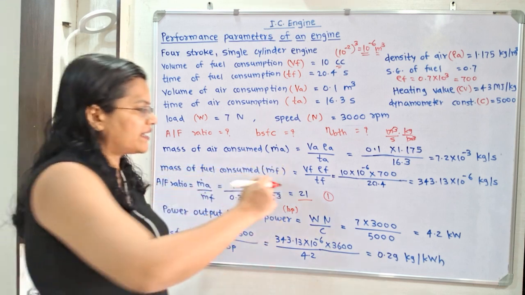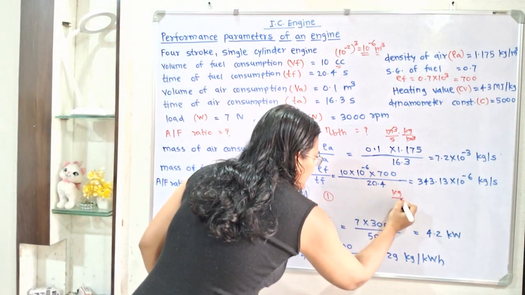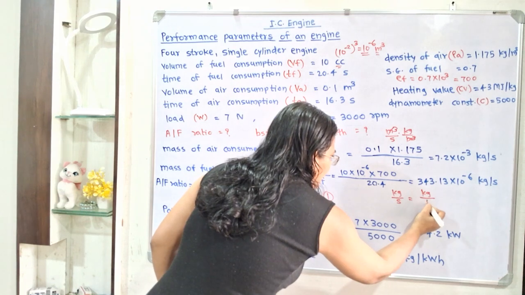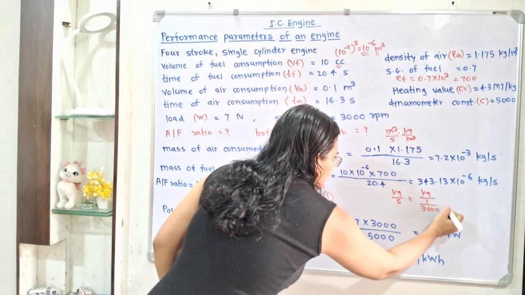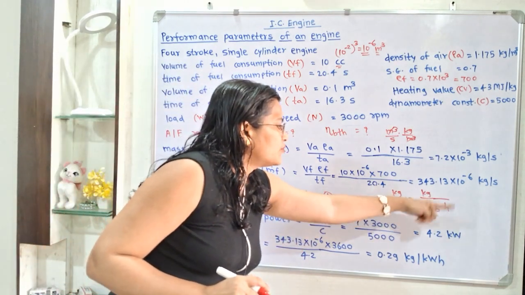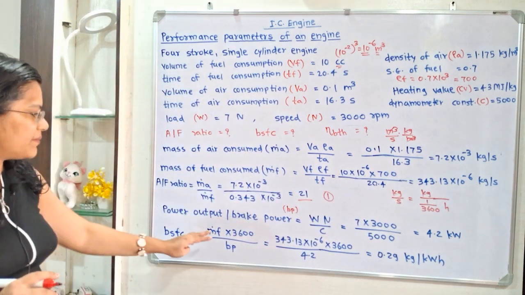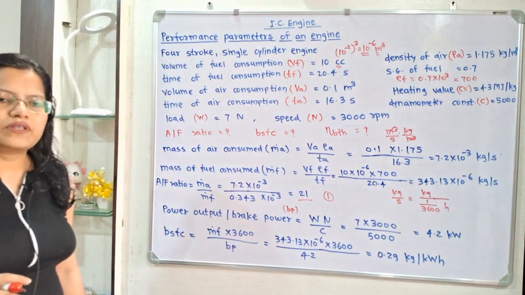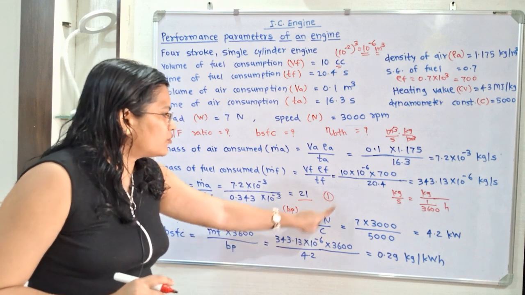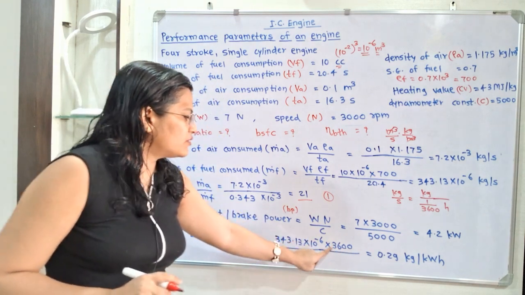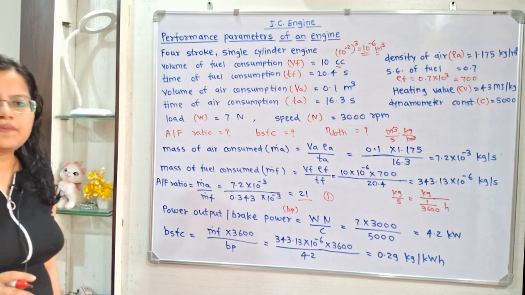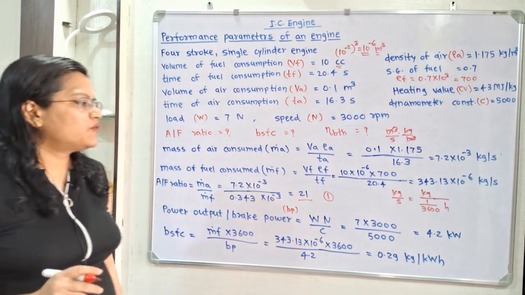So this term, kilogram per second, is equal to kilogram divided by 1 by 3600 hour. Now this 3600 we have to take in the numerator. So the same term we have to take here in the numerator. So m dot f is 343.13 into 10 raised to minus 6 into 3600 divided by this BP. So what is this BP? That is brake power, 4.2 kilowatt.